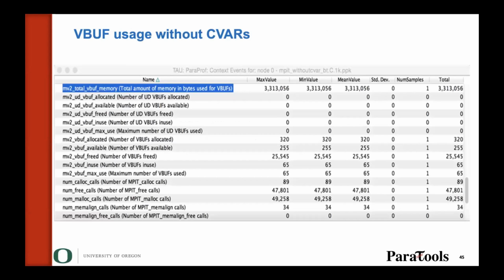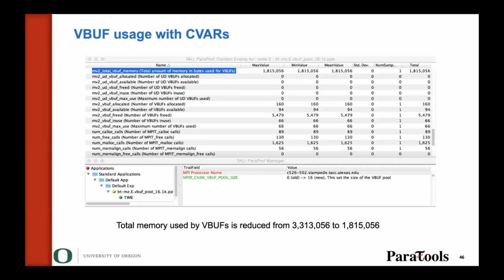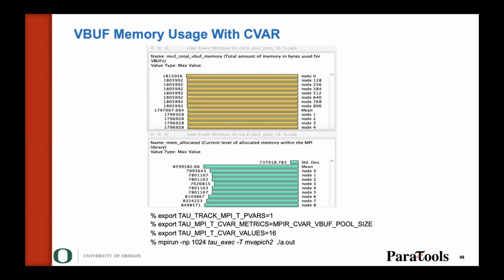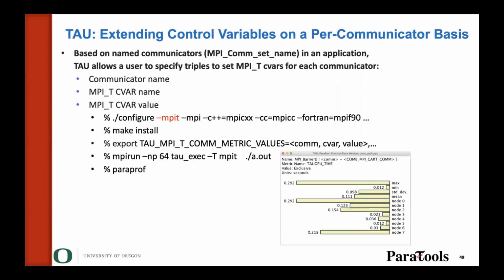Here are examples of looking at the VBuf communication memory buffers. And you can control that, you can change the values, and you can see how the old and new values are maintained and how the memory usage can be controlled. For example, if you're not using a lot of the memory inside the MPI runtime, you want to give it to the application, you can change that number of VBuf pools. And then by setting those values, you can reduce the total amount of memory usage.